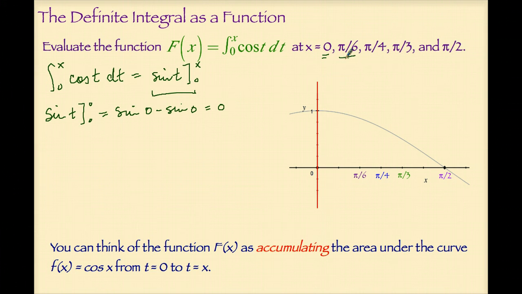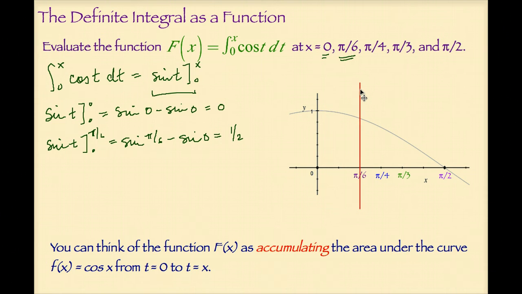Let's try pi over 6. Now we're being asked to evaluate sine of t from 0 to pi over 6. This will be sine of pi over 6 minus sine of 0, which is 1/2 minus 0, which is 1/2. So the value of the definite integral when x is pi over 6 is 1/2. But more importantly, we know now that the area under the curve from 0 to pi over 6 is 1/2. So now we have found the value of this area.